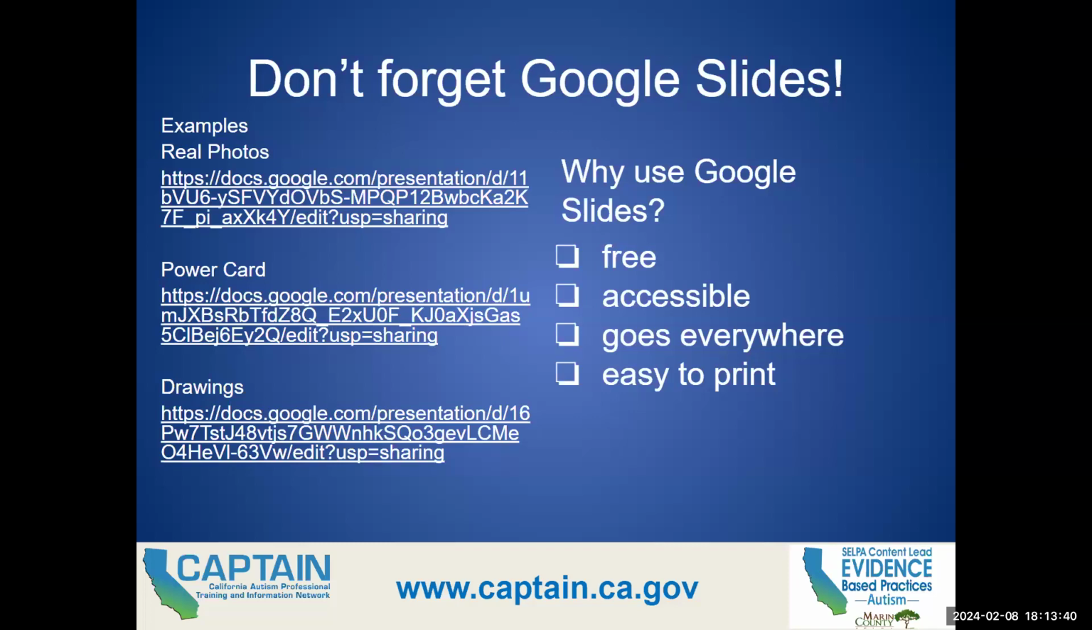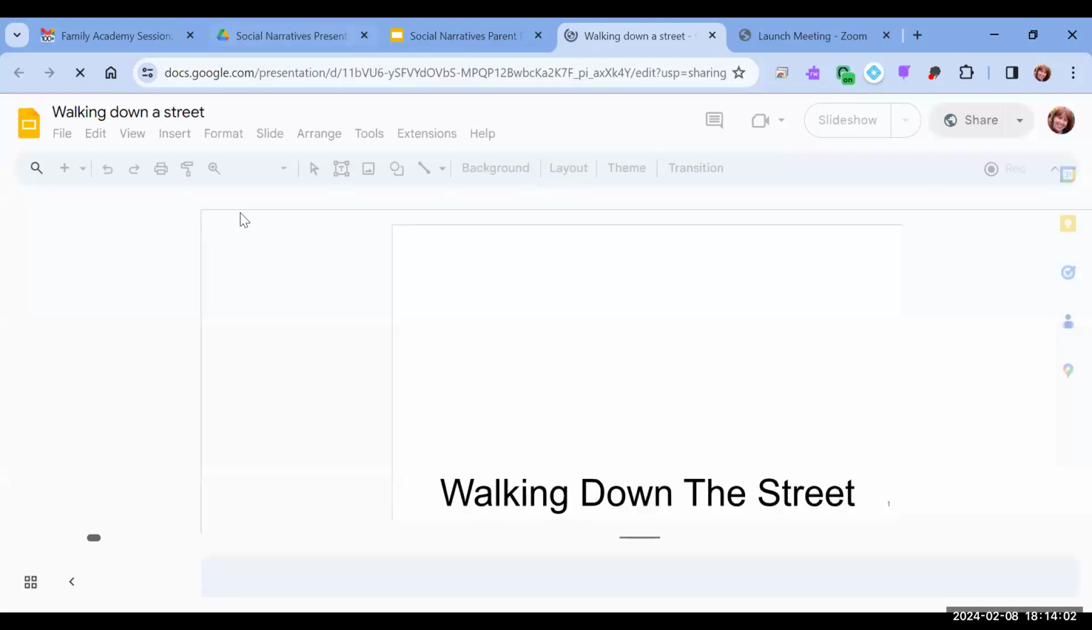And the nice thing about creating it in Google Slides is it can just go on your phone, and then you can just do the social narrative if you're out in the community, and you would have it along with you. Google Slides are also really easy to print, and they're very accessible. So I'm hoping this works. I want to see, oh, look at that.